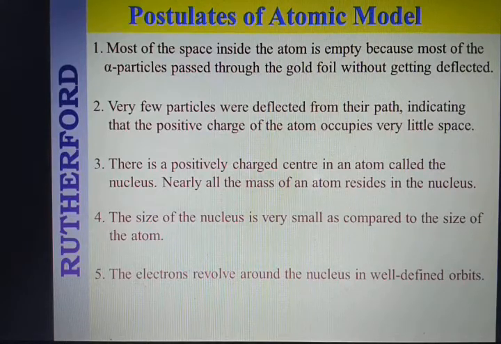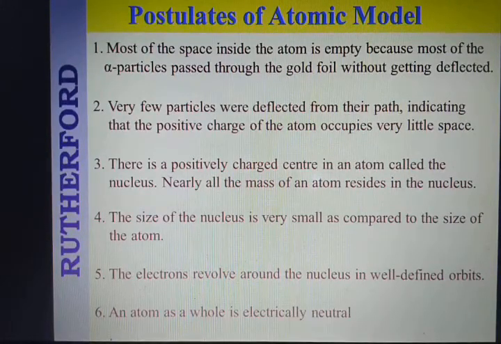Now, well-defined orbits are basically energy levels. One can say it's like a staircase. The lowest stair has the minimum energy, and the topmost stair has the highest energy. In that way the energy levels here are also well-defined orbits. Orbits are basically energy levels, containing energy in well-defined levels. Then the postulate that the atom as a whole is electrically neutral.